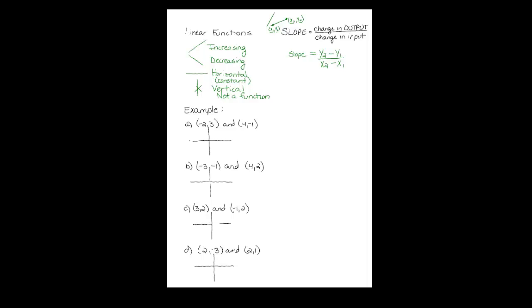Now, given any 2 points, you can draw a straight line connecting them. That is enough to draw the graph of a linear function. It is also enough to find the slope. So we have some examples here, starting with part A, -2, 3, and 4, -1. I'm going to start by just plotting these points. Here is -2, 3. Here is 1, 2, 3, 4, -1. There's 4, -1. Draw a line connecting them. And you can see this line is decreasing.